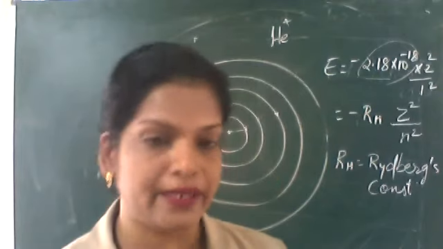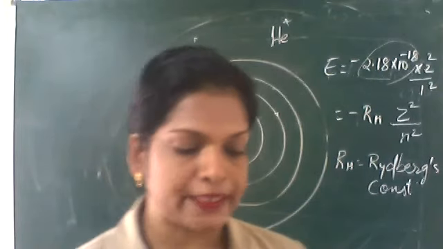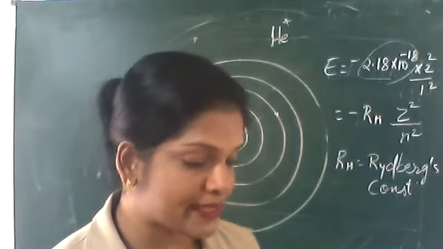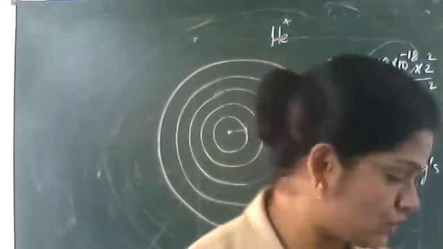Minus 8.72 into 10 to the power minus 18. Minus 8.72.